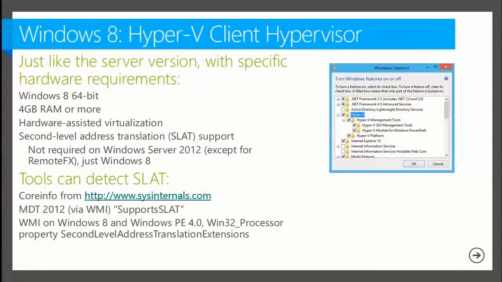So if you try to enable Hyper-V on a system and it won't let you, if it's grayed out, that's because Windows didn't detect the ability of the machine to do second-level address translation. The tricky part about that is some machines today are sold with processors that support second-level address translation, some aren't. So in order to figure that out, you can use a tool like Core Info from Sysinternals, or in the case of MDT, there is a WMI query that will work within Windows PE 4.0 that will query Win32_Processor and tell you, does this machine support SLAT or not?